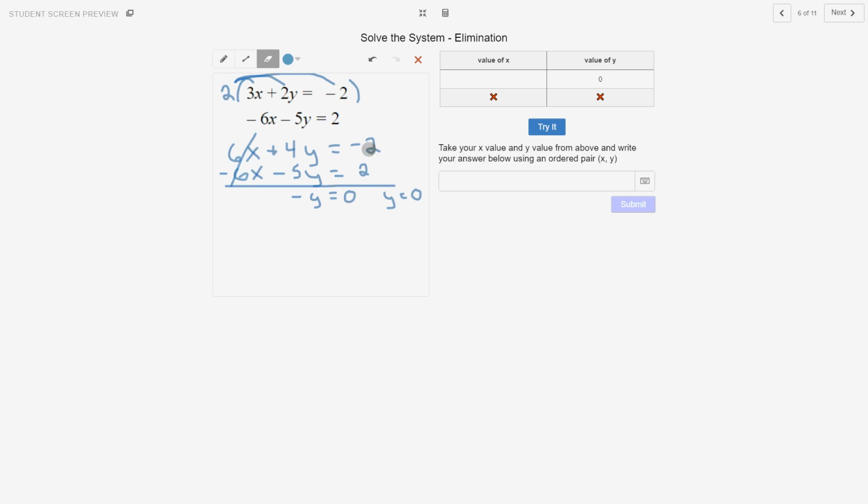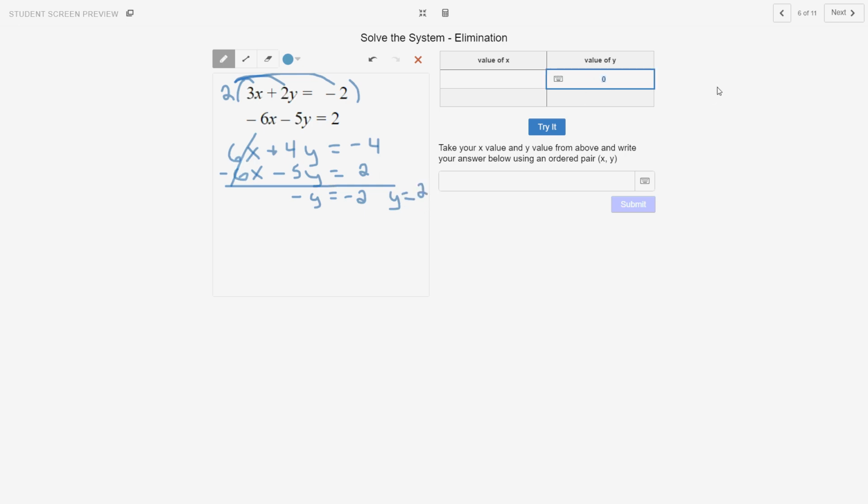Oh, I see it. I made it early on. That should have been negative 4. That's why we have to be careful with our signs. It is super easy to make a mistake with your sign. So the 6x's still cancel out. 4y and negative 5 is negative y. Negative 4 plus 2 is actually negative 2. So in this case, y equals 2.